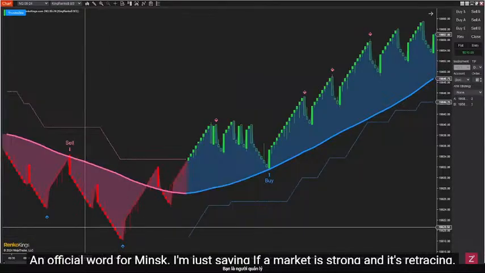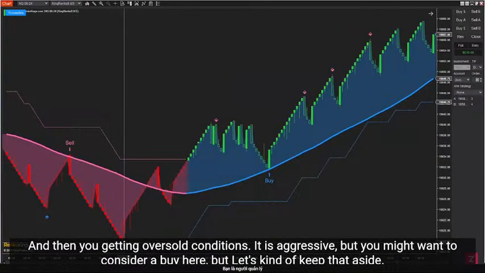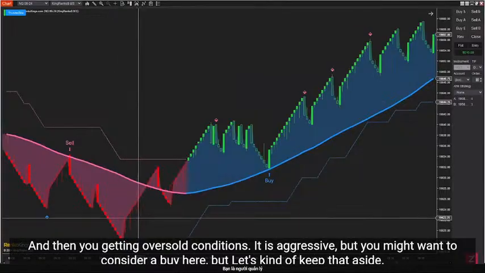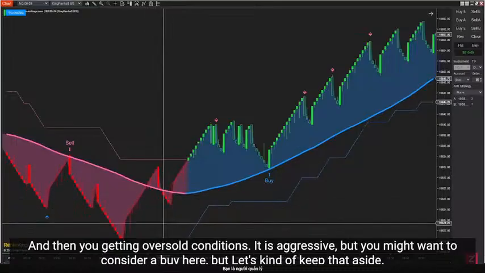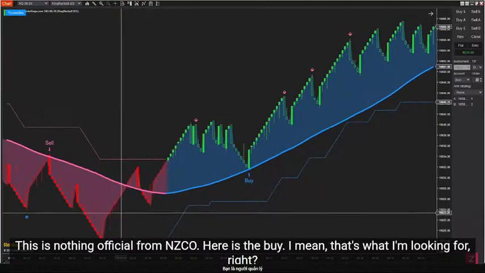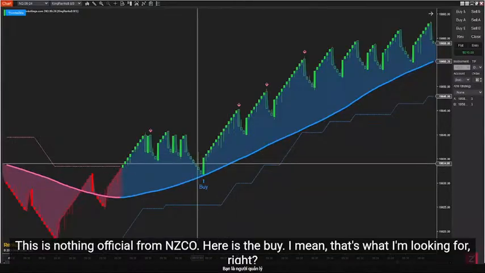I'm just saying, if a market is strong and it's retracing, and then you're getting oversold conditions, it is aggressive, but you might want to consider a buy here. But let's keep that aside. This is nothing official from Ninzaco. Here is the buy. I mean, that's what I'm looking for, right?